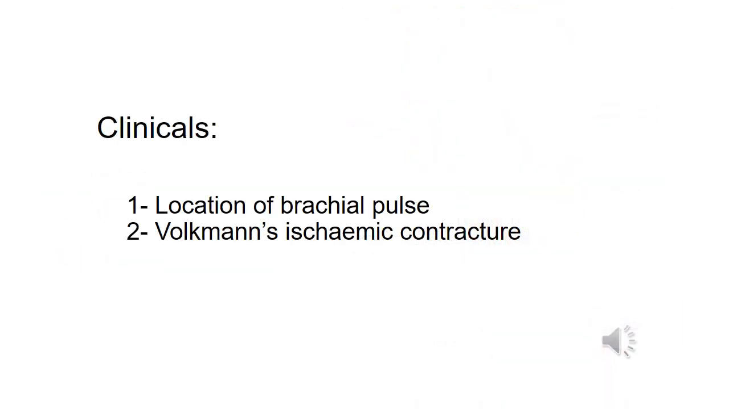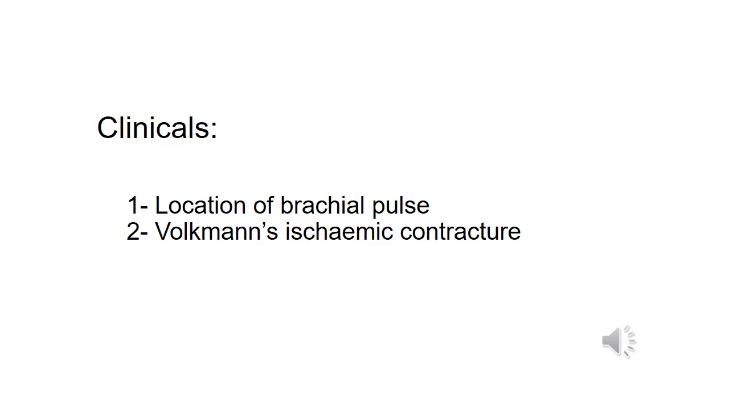Now let's talk about the clinicals related to the brachial artery. In clinicals, we have the location of the brachial pulse. Location of the brachial pulse is very important because the brachial artery is used in measuring blood pressure. So you must know how to locate or palpate the brachial artery in the arm and what the site for palpation of the brachial artery is. And the second one is Volkmann ischemic contracture.